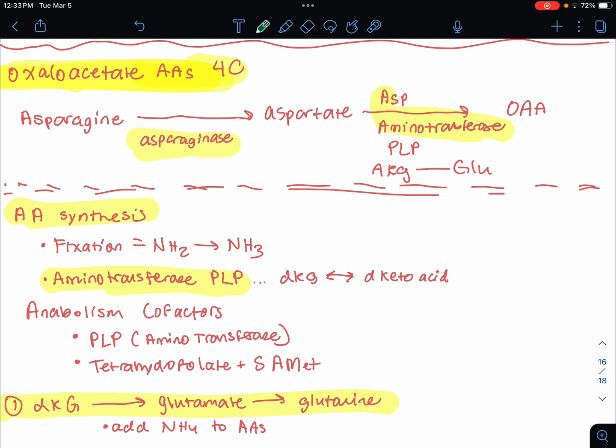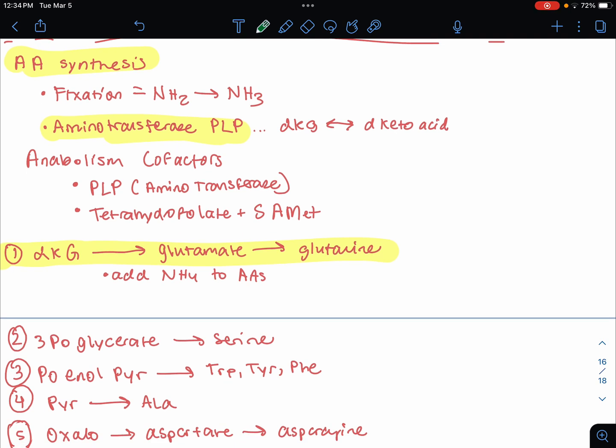Okay, so oxaloacetate amino acids are going to be 4-carbon molecules. You have asparagine, and you're going to use an enzyme called asparaginase. That's going to make aspartate. Now, with your aspartate, you're going to use aspartate aminotransferase. So again, aminotransferase, we need PLP, that pyridoxal phosphate. That's going to make oxaloacetate. And combined with the aminotransferase, again, we have alpha-ketoglutarate becoming glutamate at the same time.